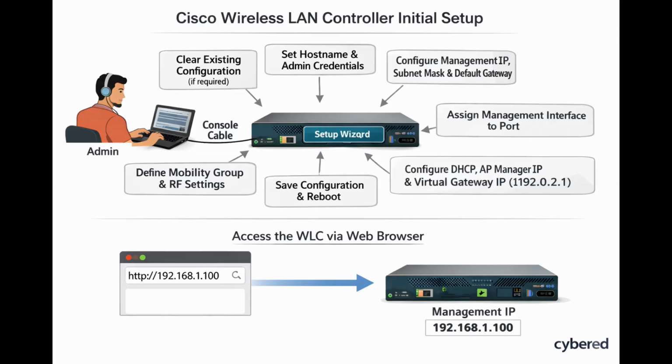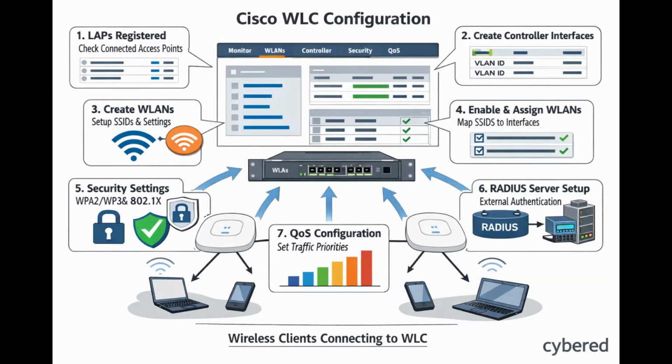Once configured, the WLC can be accessed through a web browser using HTTP or HTTPS. After the WLC is operational, wireless networks can be centrally configured through the GUI. Key configuration tasks include verifying LAPs are discovered and registered, creating controller interfaces and mapping them to VLANs, creating WLANs, enabling the WLAN and assigning interfaces, configuring wireless security, integrating authentication servers, and applying quality of service profiles.